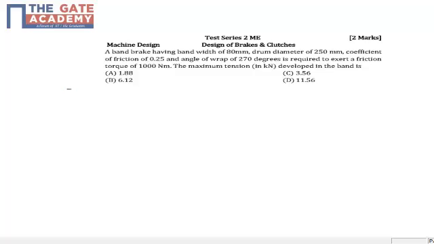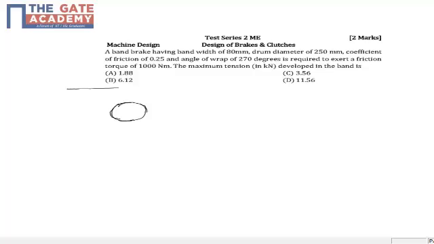Let's discuss a question from machine design. It's a question from brakes. So a band brake. Let's look at how the band brake is. Most of the time you have a pulley and a band combination which is wrapped around the pulley for some angle. It depends on how much angle.